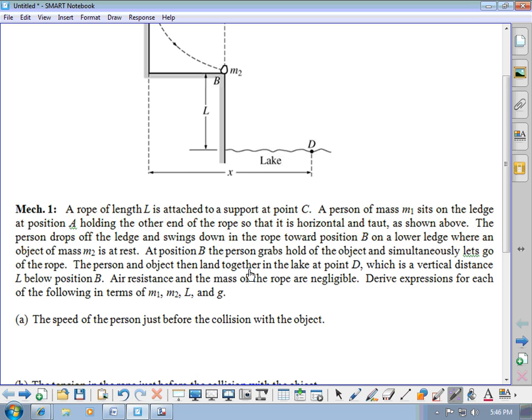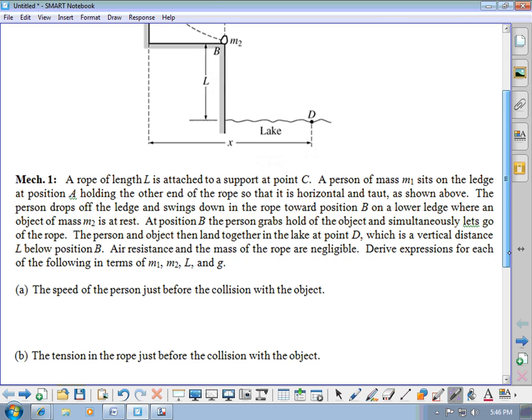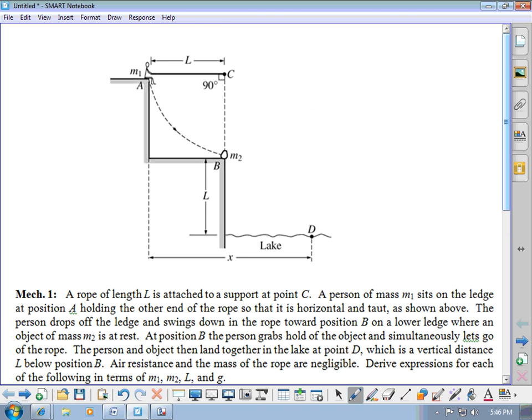So to solve part A, it asks for the speed of the person just before the collision with the object. He's starting at point A, and he's swinging down to position B. So it's asking for his speed at B right before he hits the object. And for this problem, some people have trouble figuring out how you can find that speed.